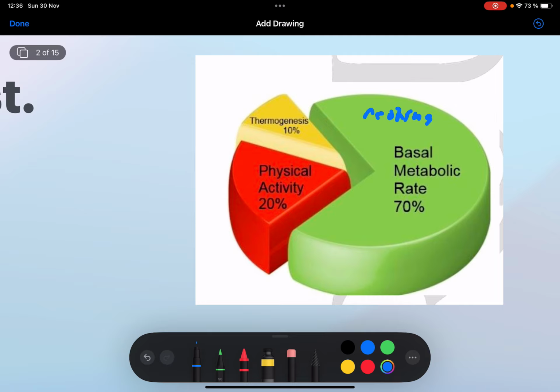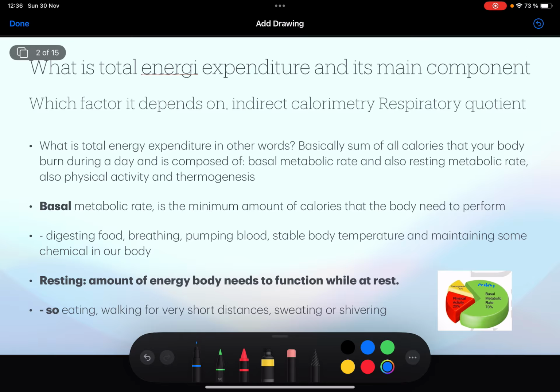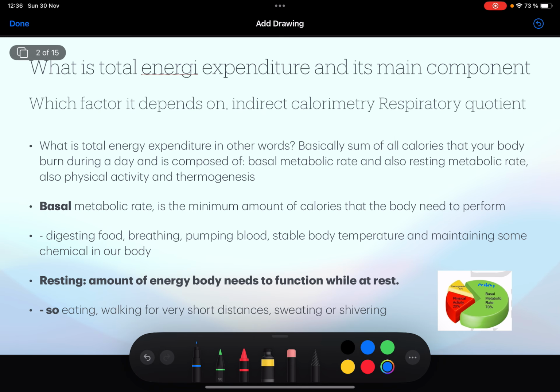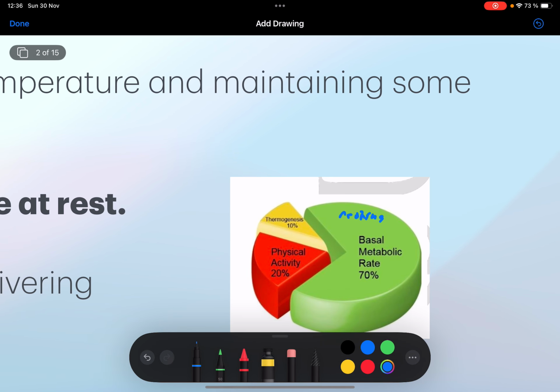The physical activity is also a percentage of the total energy expenditure, but it depends on the duration and how intensely we train, and also which type of muscle tissue we use, type 1 slow twitch or type 2 fast twitch muscles. Also thermogenesis: when we consume food, how many calories we use to catabolize it, so basically to build up amino acids or store glucose as glycogen.